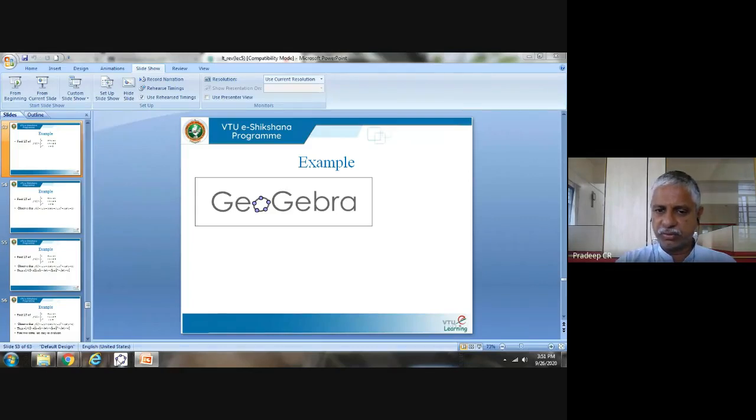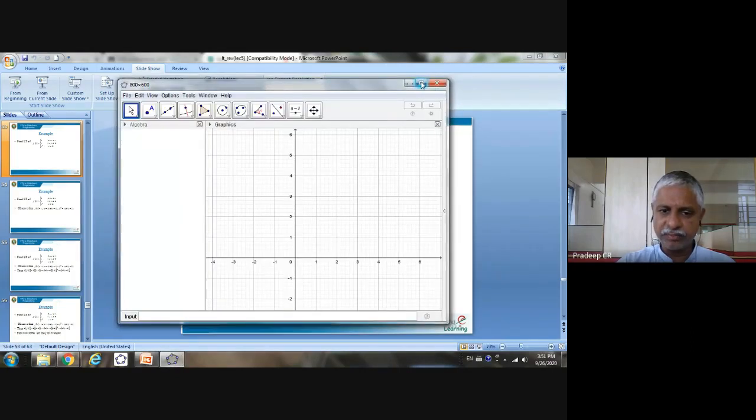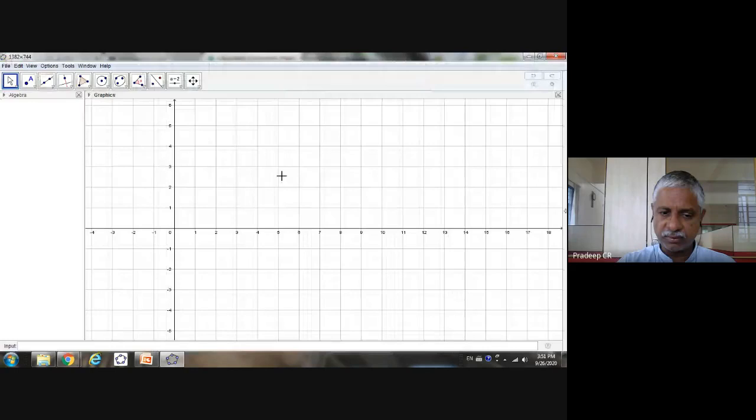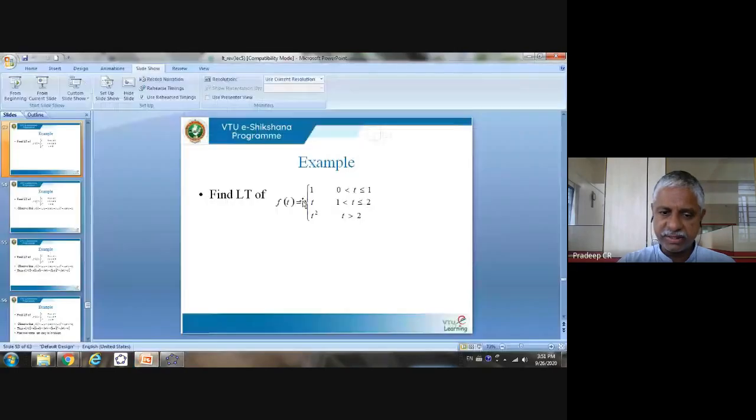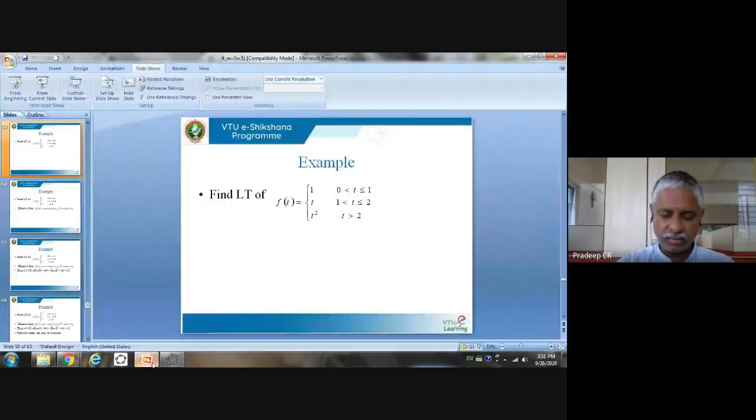You know, the computer is slow, so it takes time to load this GeoGebra. This is a very interesting graphing calculator. You can, of course, put it on your computer or on your mobile. So what this function was, let's recall, f of t is 1 between 0 and 1. I will not spend too much time, I will quickly draw this graph. Between 0 and 1, including 1, excluding 0, the function is 1.